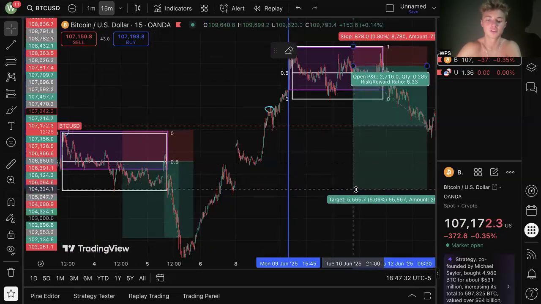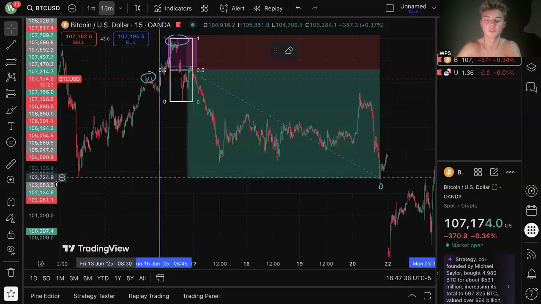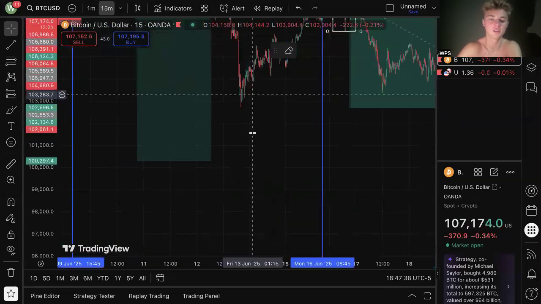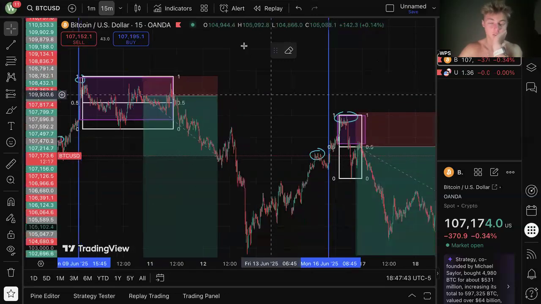Could also target this area of liquidity, this area of liquidity, and this area of liquidity. Although not all, or I guess they would have all gotten hit, which would be 10.1 RR.